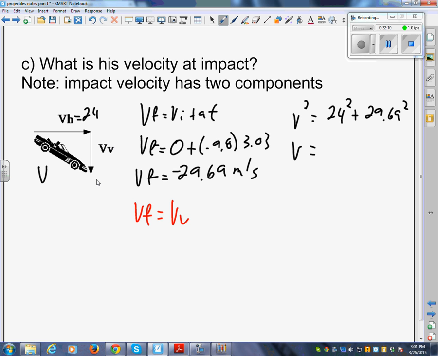That's not right. I don't like this calculator. Well, that was the new kind of calculator. I don't like that one. Oh, because you can't square root it. Yeah, I don't like that. You have to delete the number first. 38.2. It's going 38.2 meters per second when it hits the ground.